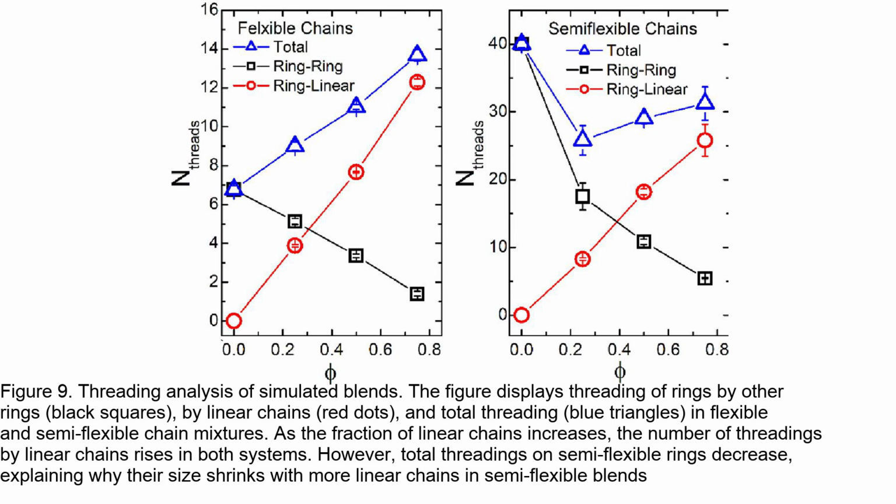This finding is significant as it confirms the experimental observations obtained using rubber bands, indicating that the observed ring contraction in the presence of linear chains is not an artifact of experimental constraints or insufficient relaxation. The simulations support the notion that the reduction in ring size in semi-flexible blends is attributed to a decrease in inter-ring threading as the fraction of linear chains increases.